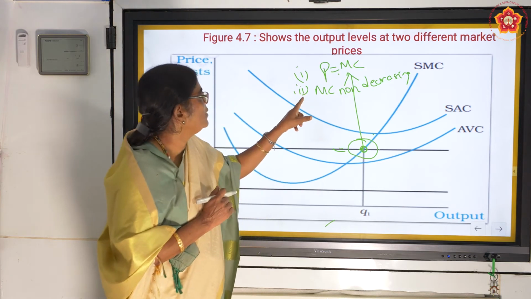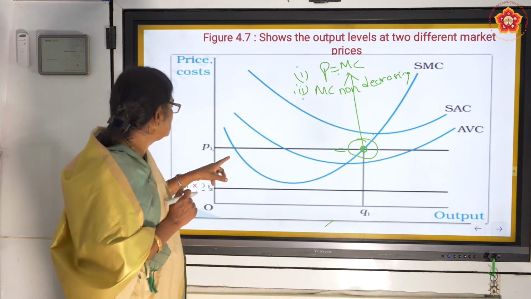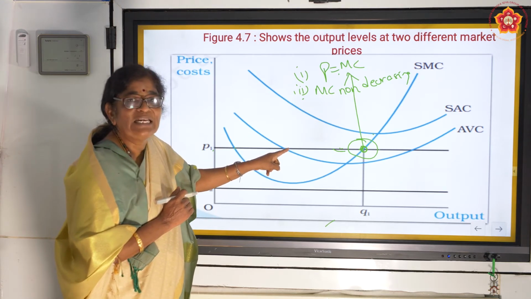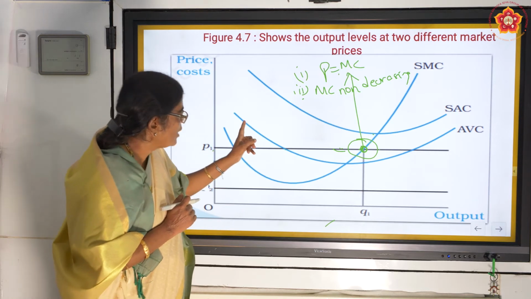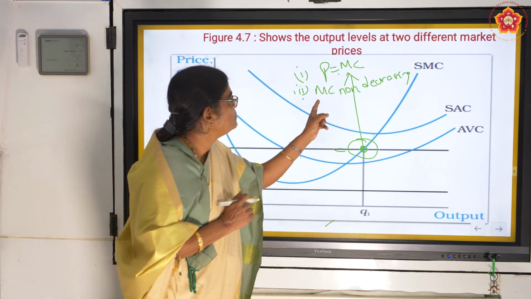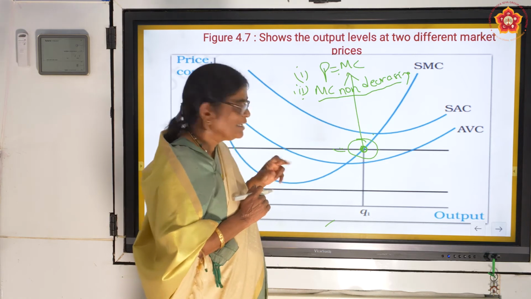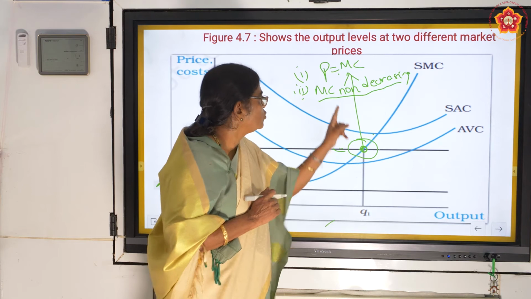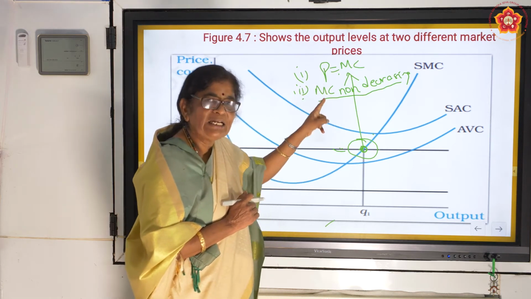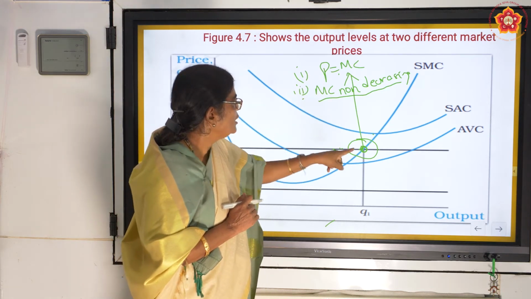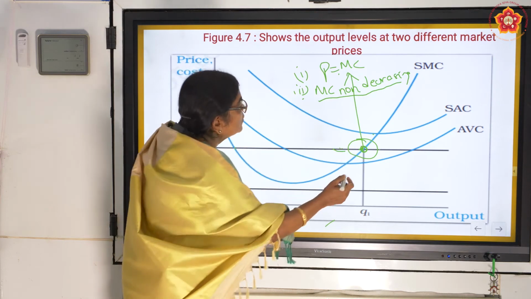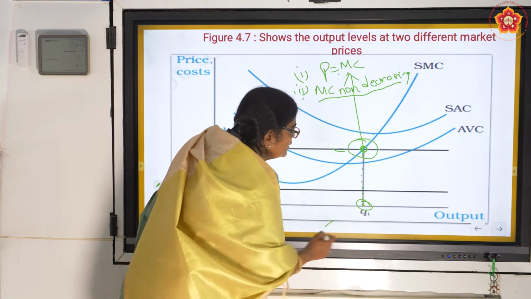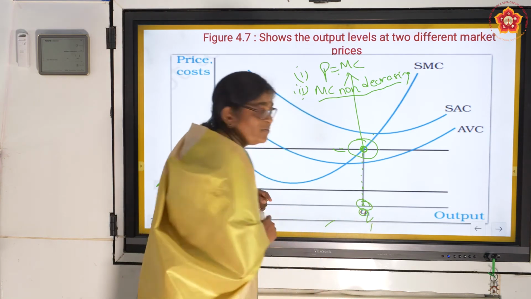And also the second point, MC non-decreasing. We didn't take this point because here also they are intersecting, but we didn't take it. Why we didn't take it? Our condition for profit maximization is that MC must be non-decreasing. Here MC is decreasing, but the condition is non-decreasing. Therefore, those two conditions needed for the profit maximizing level of output are fulfilled at this juncture. If you connect that point to the output level, there you are producing Q1 level of output.